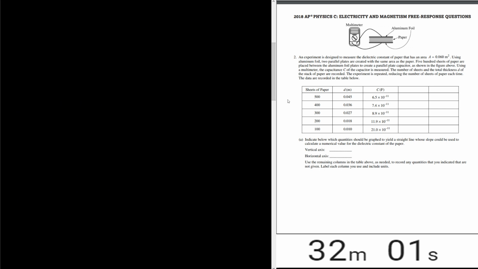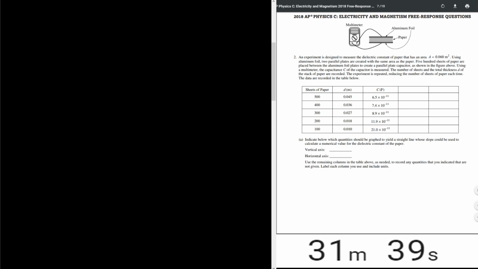Great. Question 2. An experiment is designed to measure the dielectric constant of paper that has an area of blah. Using aluminum foil, 2 parallel plates are created with the same area as the paper. 500 sheets of paper are placed between the aluminum foil plates to create a parallel plate capacitor shown in the figure above. You've got some multimeter. This is going to measure voltage and current. Aluminum foil on the outside, paper on the inside.